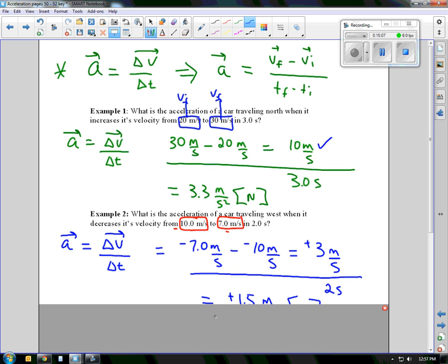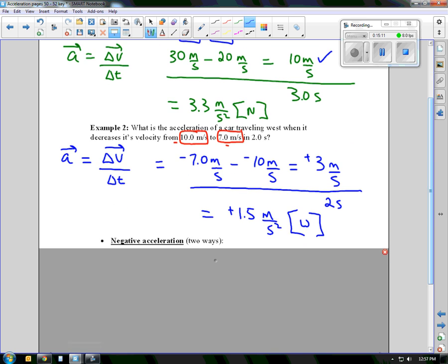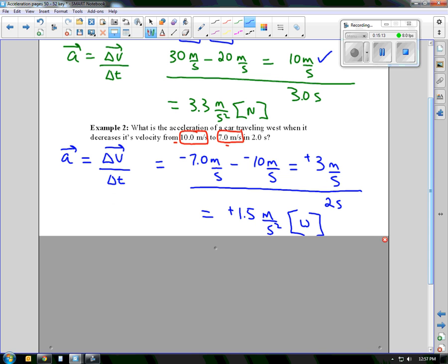Now things get a wee little bit more tricky. Let's look at example 2. So in example 2, let's read the question carefully. It says, what is the acceleration of a car traveling west when it decreases in velocity from 10 meters a second to 7 meters a second in 2 seconds? Is this positive acceleration?